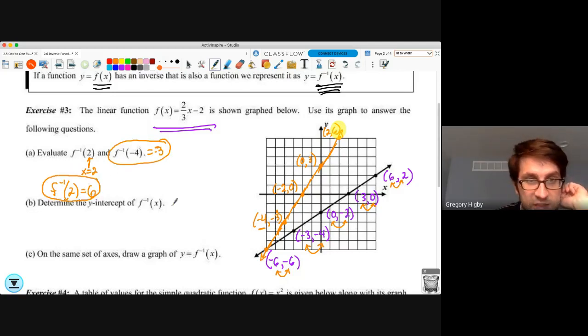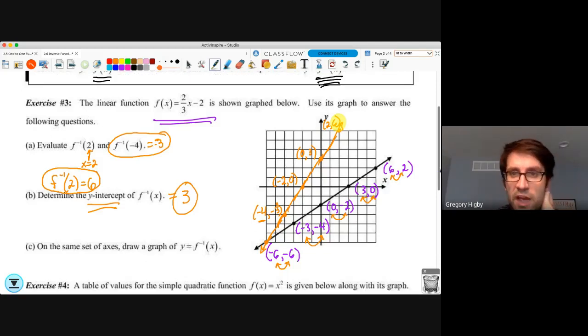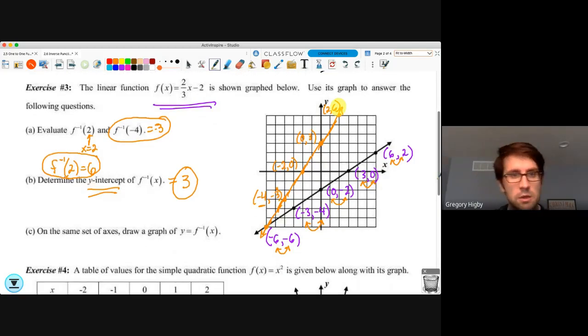And to me, this is easier because now when I ask you for the y-intercept, I can just look at where it crosses the y-axis. That answer is 3. Again, there's other ways of thinking about this problem. So I'm not going to sit here and tell you you have to do the problem my way. But this is one way of thinking of it. And we already did part C. We graphed it.